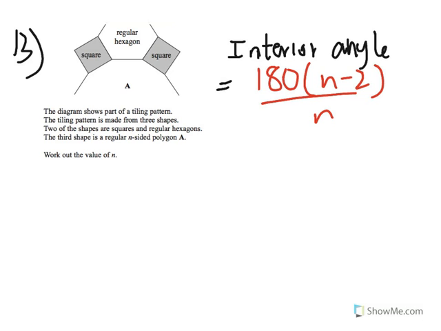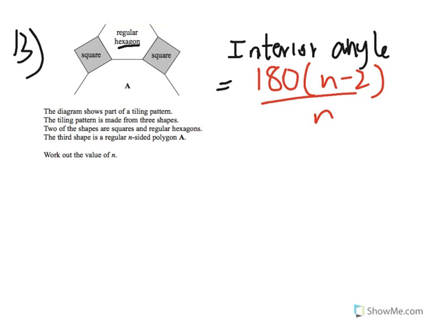Okay, so question 13 shows you a tiling pattern, and they're saying the tiling pattern is made from a regular hexagon, a square, and then there's this other polygon here, which is A. And they're asking you to find the shape of the regular n-sided polygon. Now don't just underestimate this question and be like, oh, it's a pattern, so it should be a hexagon. No. There's a proper way of solving this.